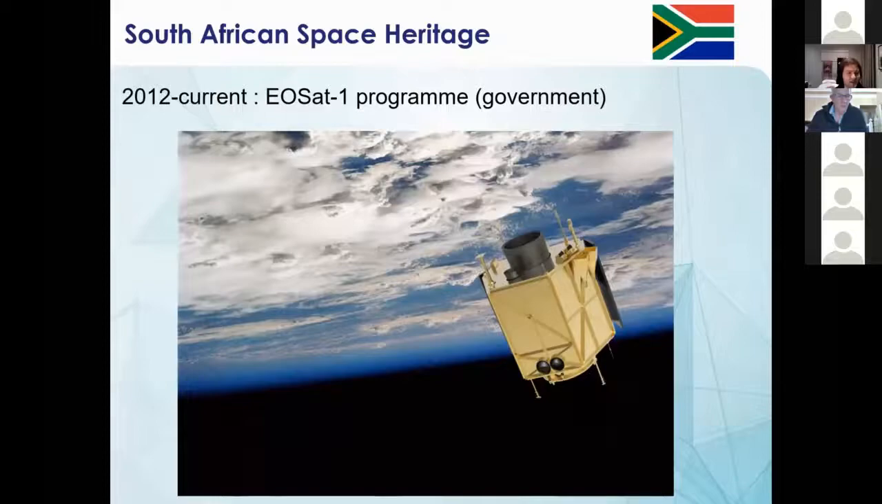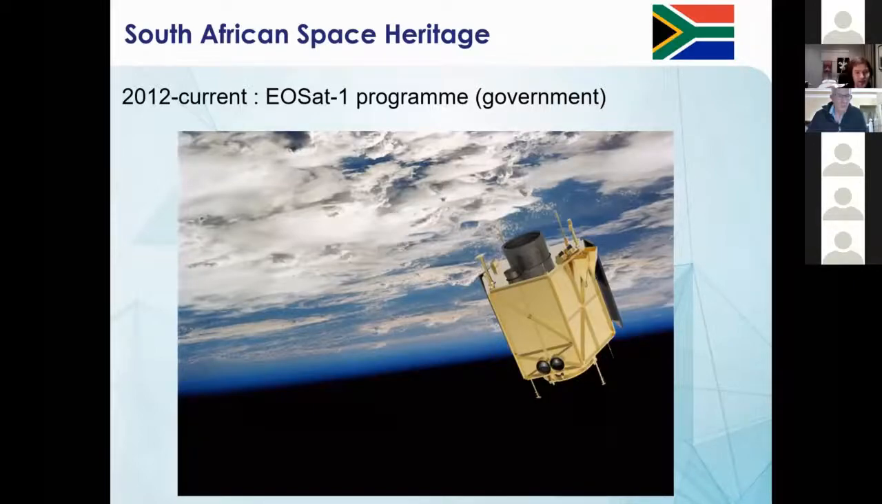So after SumbandilaSat, there was a new project called EOSat-1, which was started in 2012. And if they kept to this 10-year schedule, it should have been launched in 2019. And I think that was originally the plan. But as you all know, the government's finances are a bit uncertain, and this project has been on ice a few times. And at the moment, I think the future of this is still uncertain. So, of course, this is, as you might have guessed, again, an Earth observation satellite. That seems to be what South Africa has developed as its speciality. The EO in EOSat stands for Earth observation.